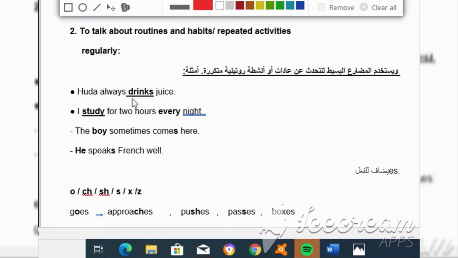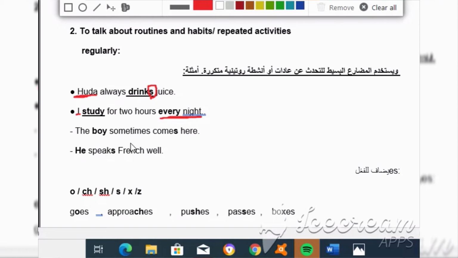Huda always drinks juice. Huda is singular. We add s to the verb. You see the s? I study for 2 hours every night. I is a singular pronoun, but we can't add s to it. We use it as a plural pronoun. I study. The rule says in I, we, they, you, without s. Every night is a keyword for present simple.